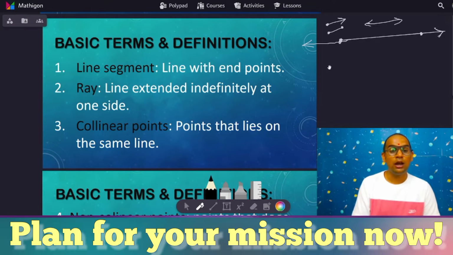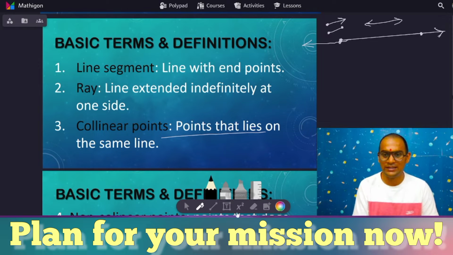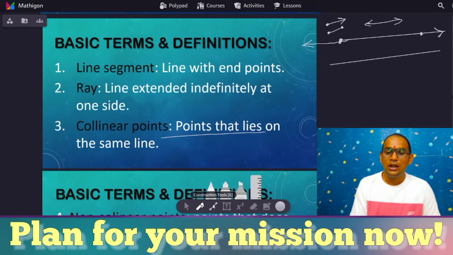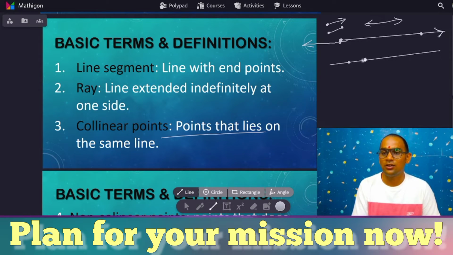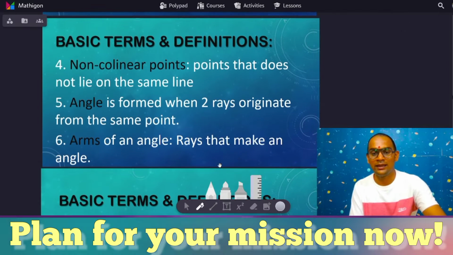Now comes something called collinear points. Collinear points are points that lie on the same line. For example, I draw a line over here. This is the line. No matter how many dots I put, see, all of these dots are on the same line, right? They are called collinear points. Now, if I draw some dots or points outside this line, they are called non-collinear points, and that is the next definition.